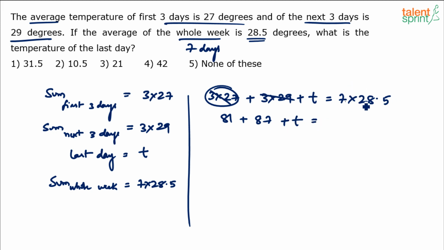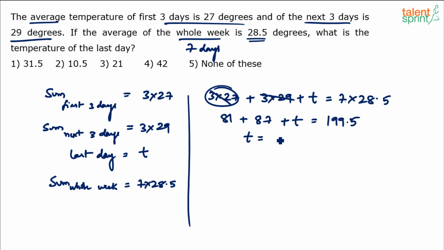7 into 20, 140. 7 into 8, 56. So 140 plus 56 is 196, and 7 into 0.5 is 3.5. So 196 and 3.5 is 199.5. You getting it? Or 7 into 30 is 210, 7 into 1.5 is 10.5, and 210 minus 10.5 is 199.5. Basically, do the calculation there to get the answer.